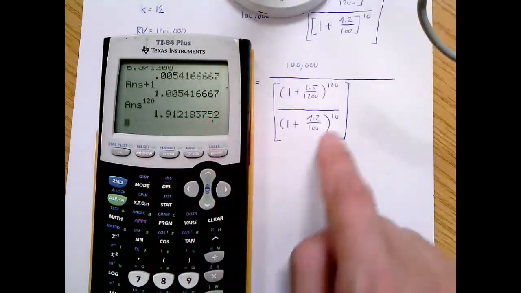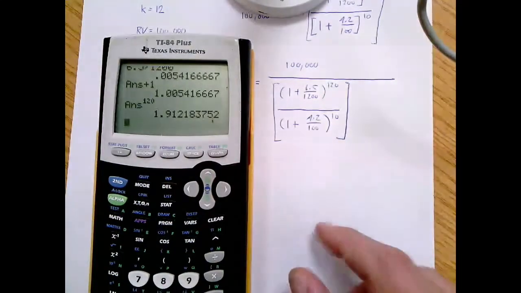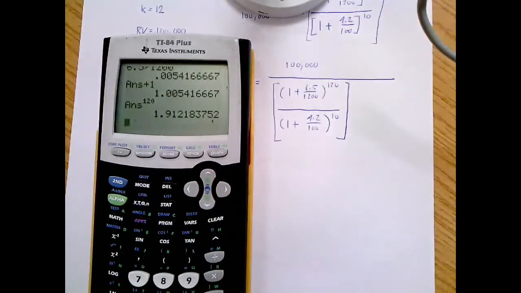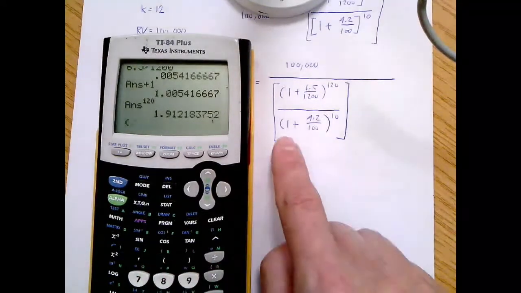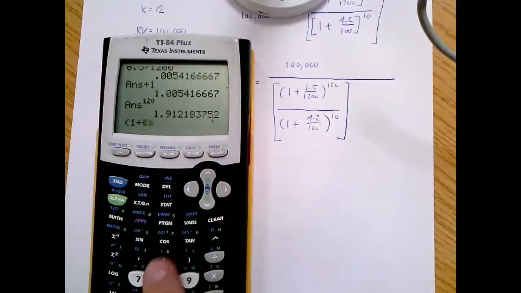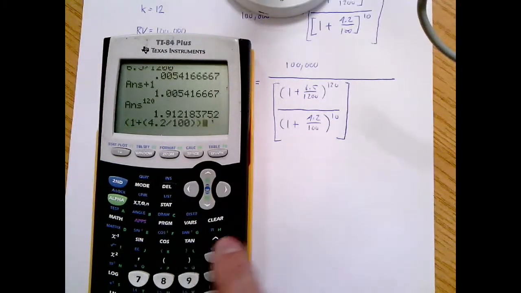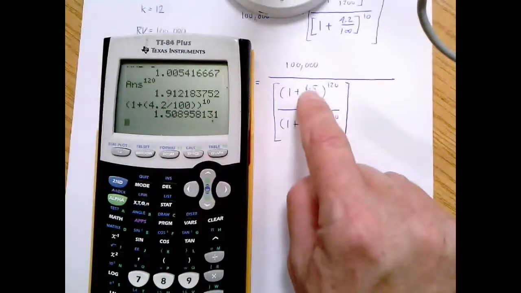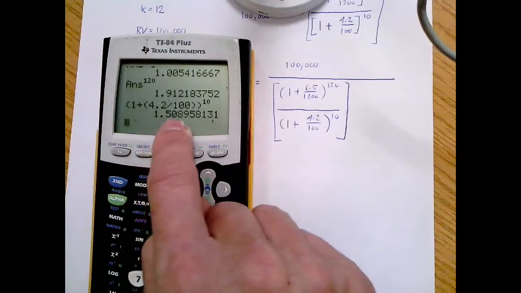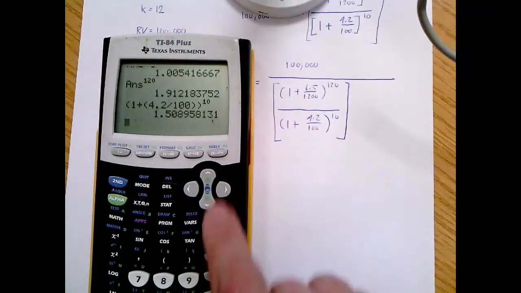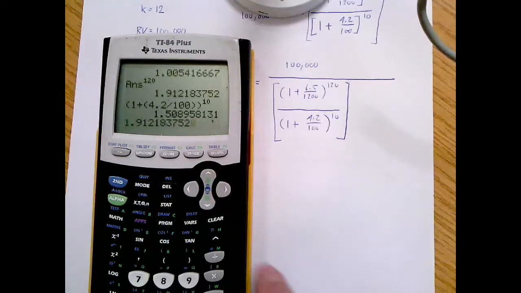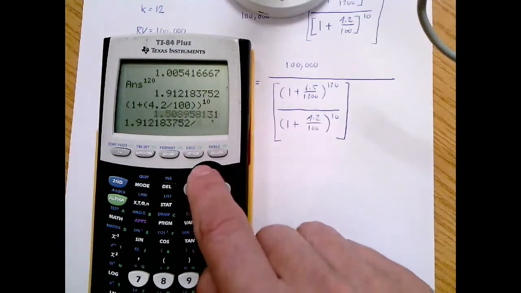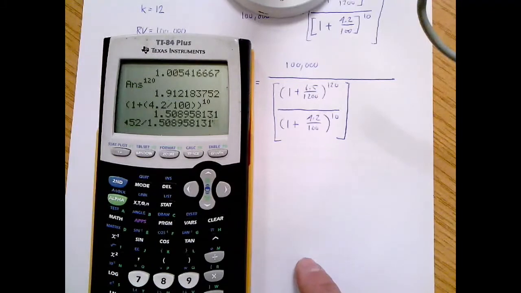We're going to do this value, then we're going to talk about how to pull values down and divide them, okay? So we'll do this one. This one I'll do a little bit cleaner. I'll say 1 plus 4.2 divided by 100. Okay, I'm going to raise that to the 10th power. Okay, so this 1.912, all that, that's the top. That's the numerator. This is 1.5089. That is the denominator. So all I have to do is go up here, take this, divide it by that, right, and hit enter.